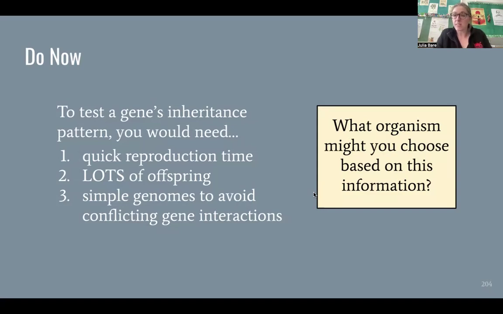You need to test a gene's inheritance pattern. And in order to test this gene's inheritance pattern, you're going to need an organism. You're imagining that you're inserting this gene into an organism that you can observe inheritance in, because you can only observe inheritance in multiple generations. You need an organism that reproduces really fast. You need lots of offspring, and you need simple genomes to avoid conflicting gene interactions. So, based on this information, I want you to think about what kind of organism you might choose.